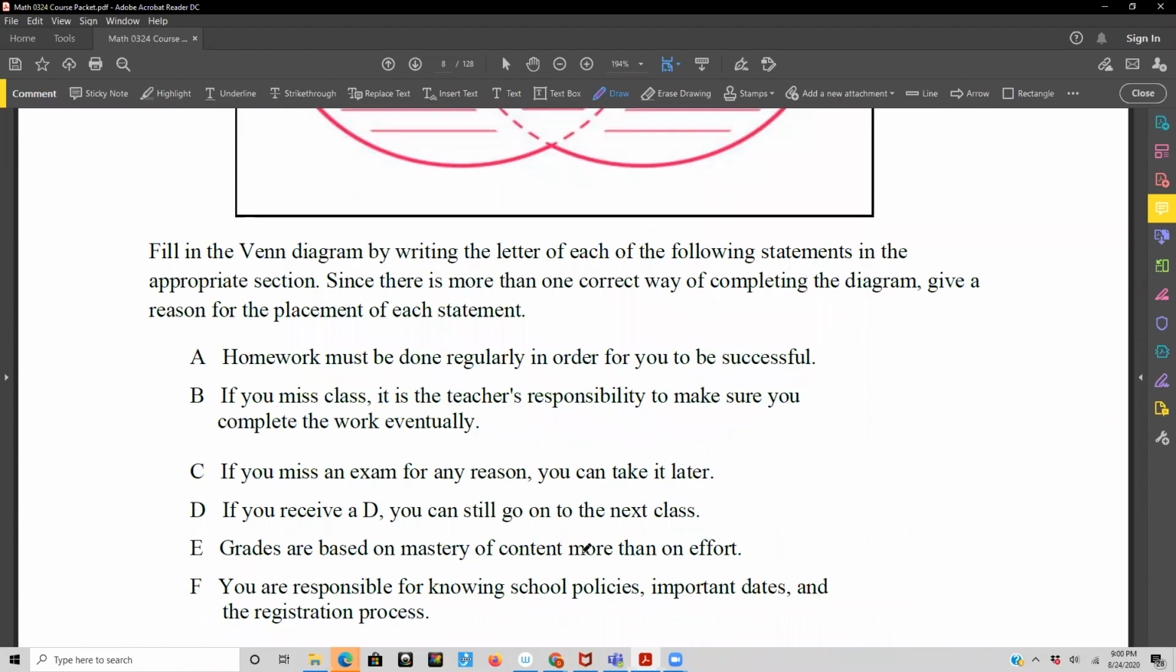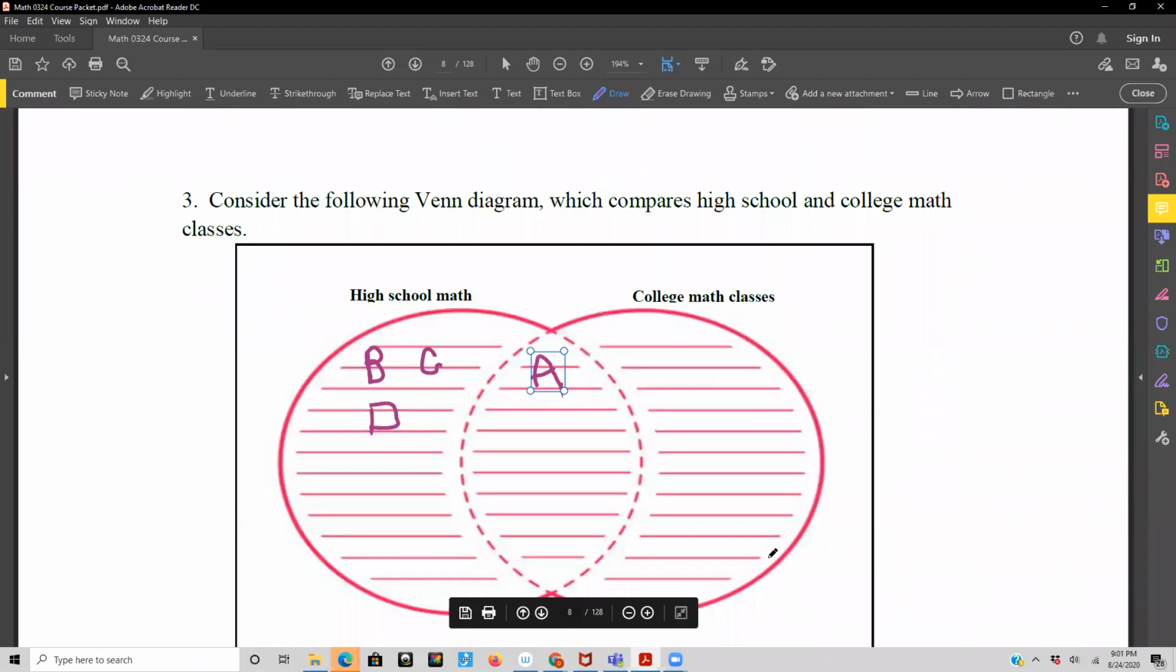All right, E. Grades are based on the mastery of content more than on effort. Absolutely for college, there's a mastery grade. I mean, there's quizzes and tests. But for high school, these are difficult questions because, depending on what class you took, the pre-APs were based on mastery, but some of the regulars were not. But I'm going to put it under both. This is my opinion, that you need some kind of mastery in both high school and college, although less so in high school, honestly.